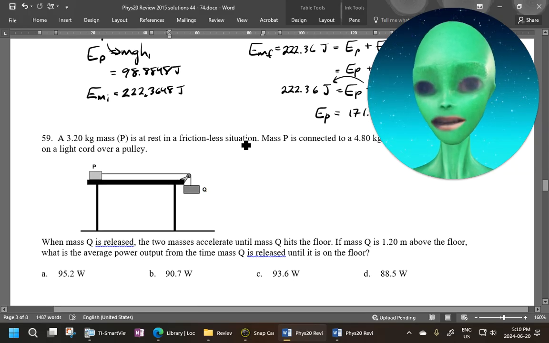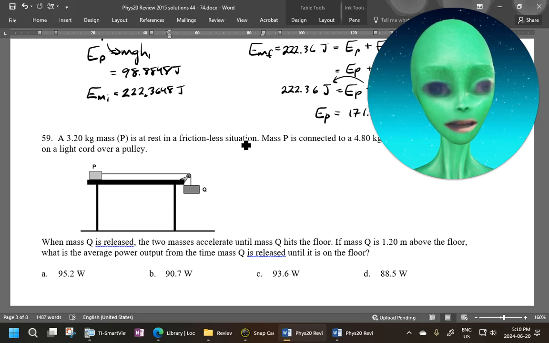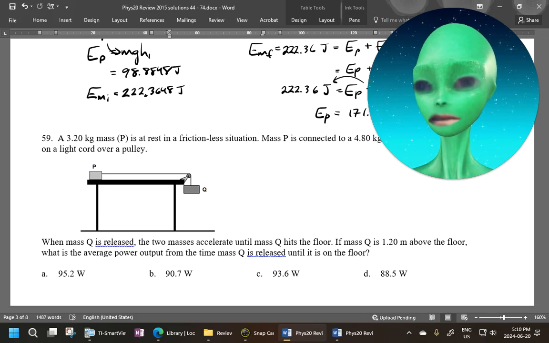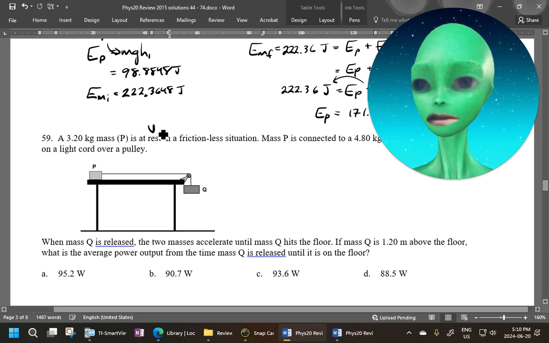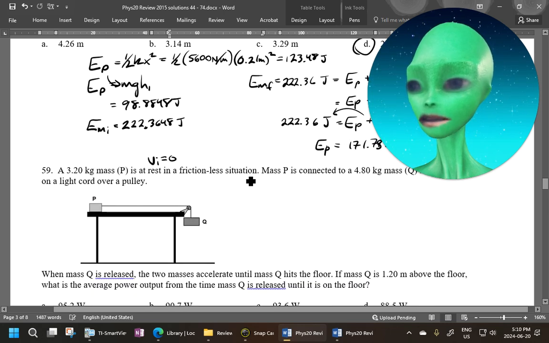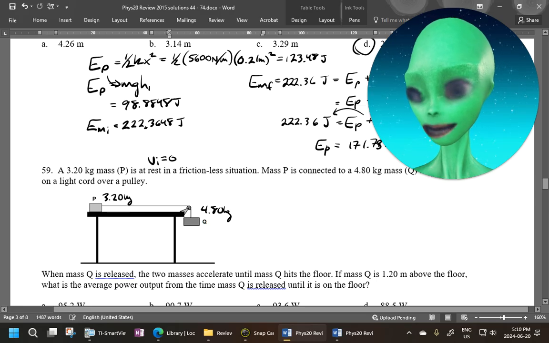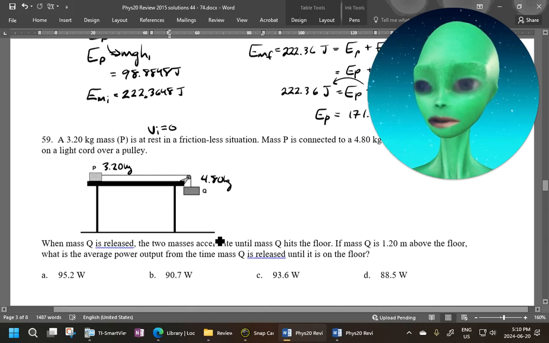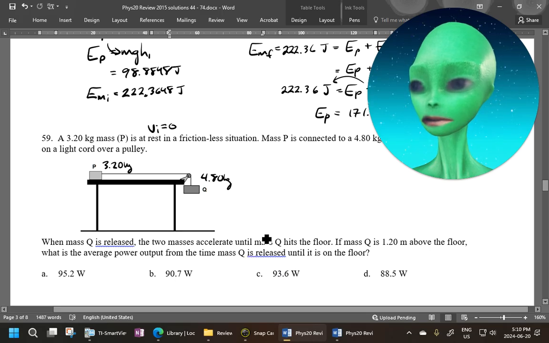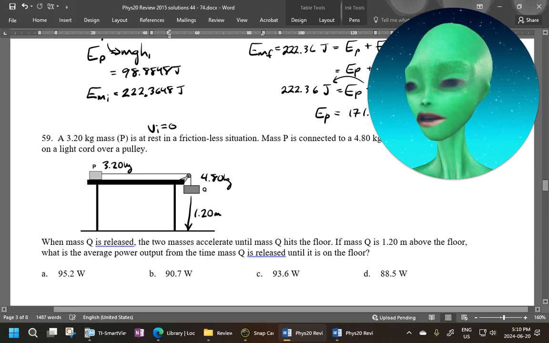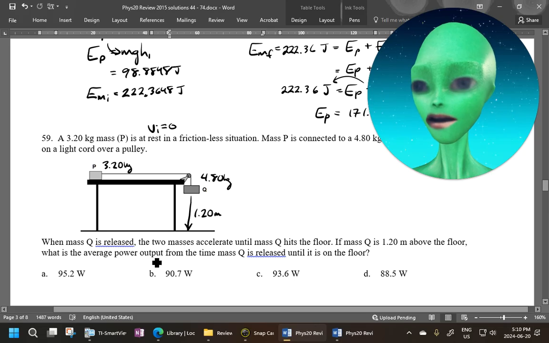So we got a mass here. Yeah. So we got a mass at rest, so VI is equal to 0, on a frictionless surface. Mass P is connected to mass Q. So I'm just going to write some of these numbers down. 4.8 kilograms. This is 3.20 kilograms. So it's definitely going to move downwards. When released, they accelerate until mass Q hits the floor. Right now, this is 1.2 meters above the ground. What's the average power output of this?